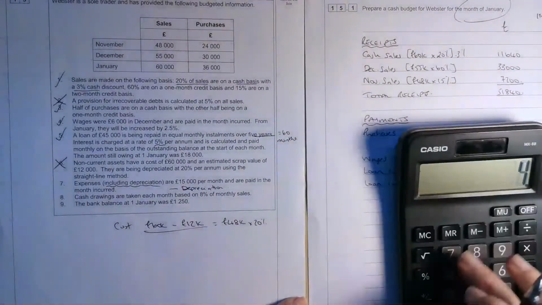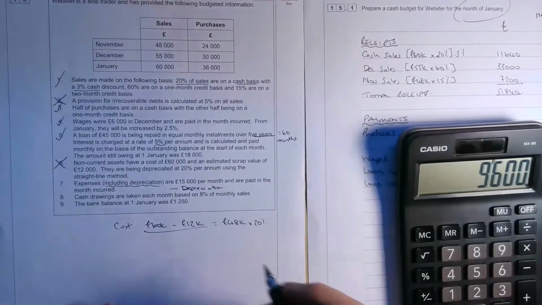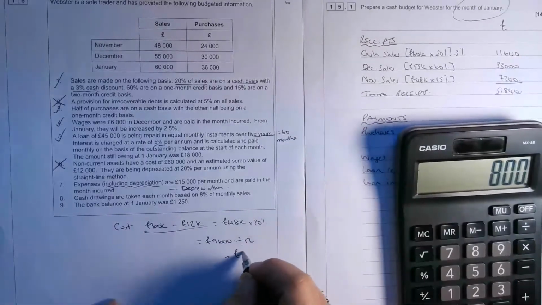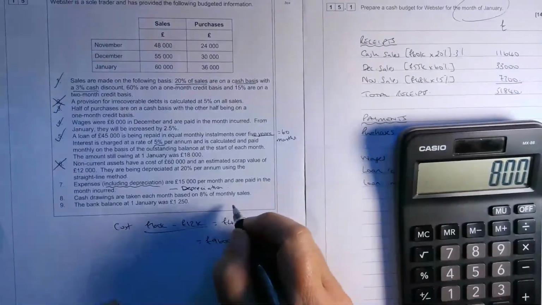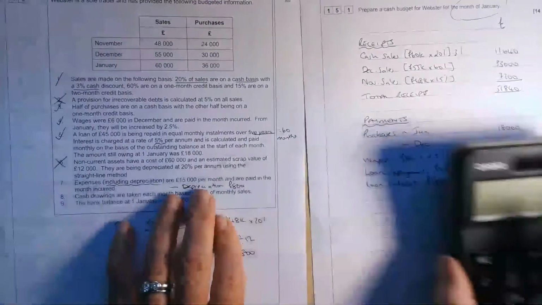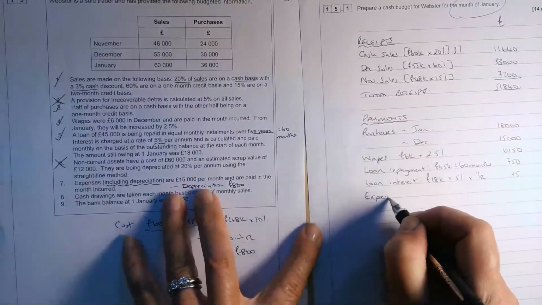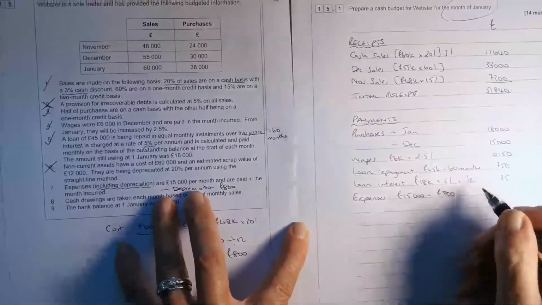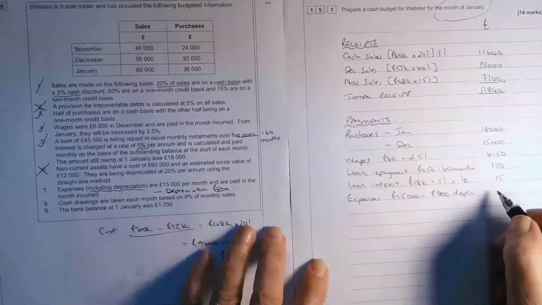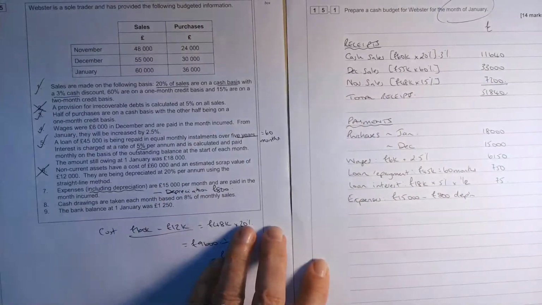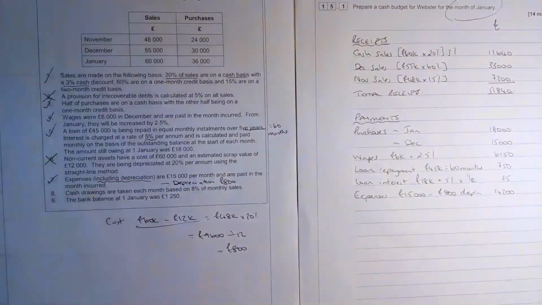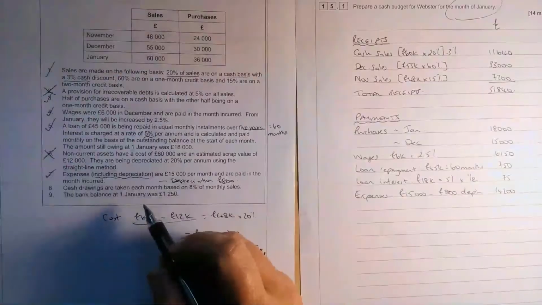So 48,000 times 20% is 9,600. Remember, we need to divide it by 12 to find 1 month's worth. So the depreciation is £800 for the month. So we're paying £15,000, so the expenses are 15,000 minus £800 of depreciation, which is £14,200. I don't know why I'm using a calculator for this. I really ought to have been able to do that in my head. But it's Friday afternoon. It's quite late. I'm quite tired, so I'll let myself off.